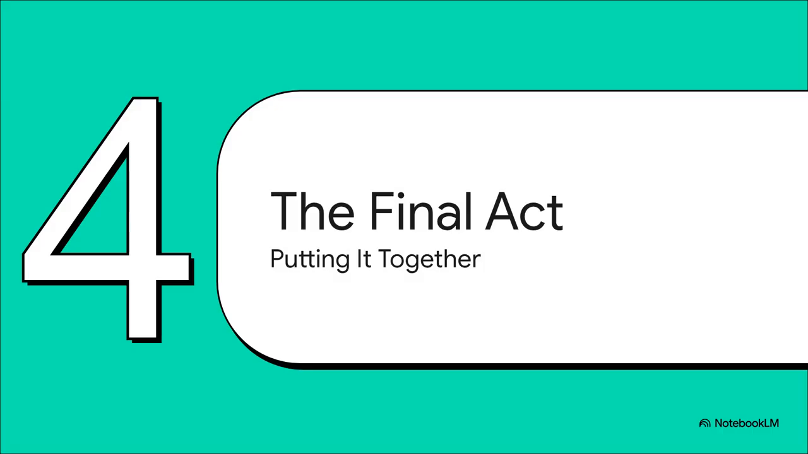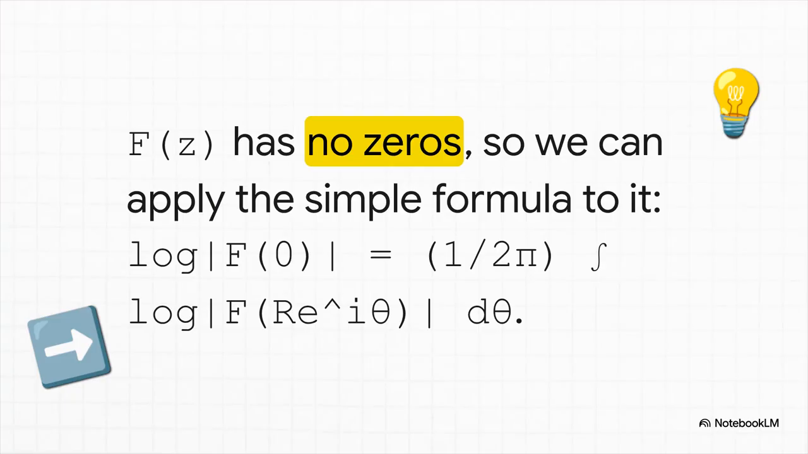Okay, this is it, the grand finale. We have our brand new, perfect, zero-free function F of z. So now we can use our simple formula on it and then work our way back to see what it tells us about the original function we started with. Remember that easy mode formula from the beginning? The one for functions with no zeros? Well, guess what? Our new function F of z has no zeros. So we can just apply that simple formula directly to it. We know for a fact that this equation has to be true for F.